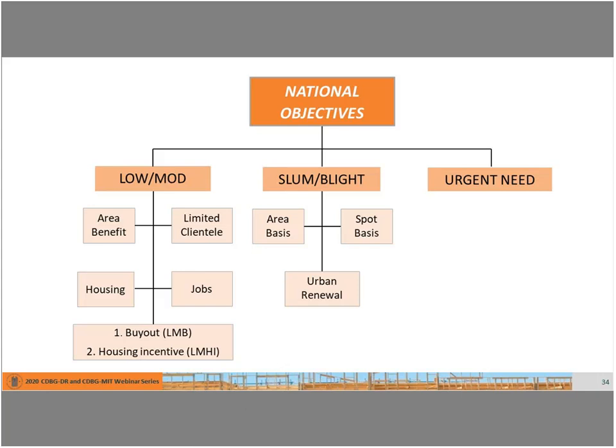For low mod housing incentives, it's another incentive that's tied to voluntary buyout of housing owned by a low moderate income household, for which the housing incentive serves the purpose of allowing that household to move outside of an affected flood plain into a lower risk area. And in that instance, the amount over and above the fair market value of the property is considered a federal benefit for duplication of benefits purposes.